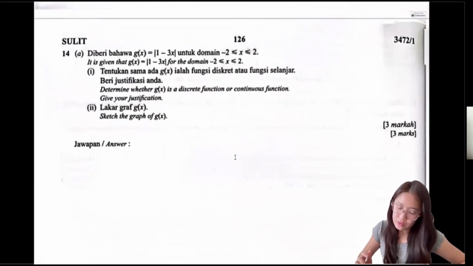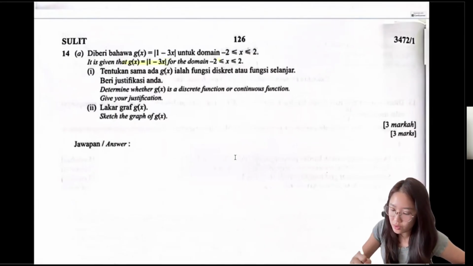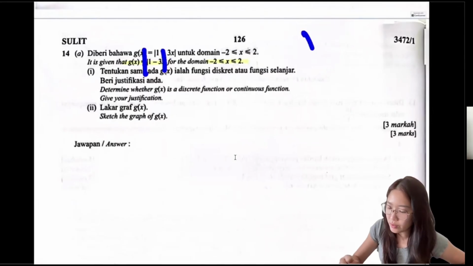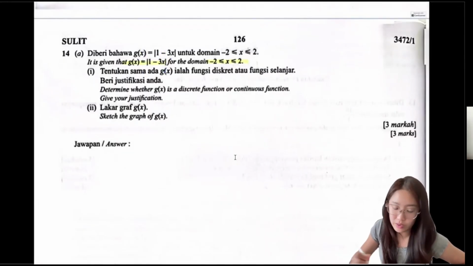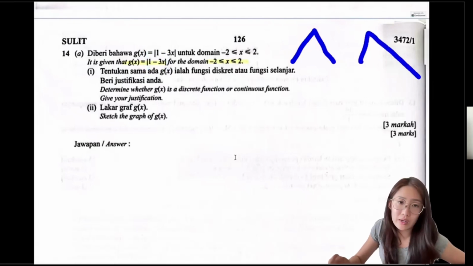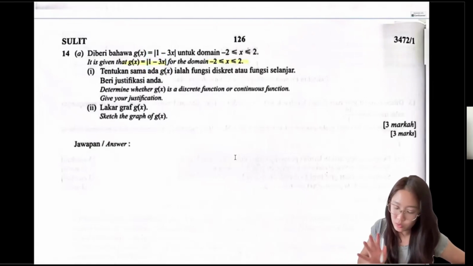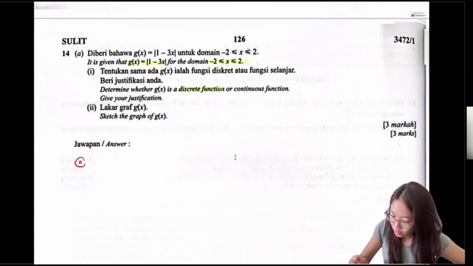This is functions. It is given that g(x) is modulus 1 minus 3x for the domain negative 2 to 2. Okay, guys, when you see modulus, your graph will be a V-shaped graph or a Nike shape. Everything positive when you have a modulus here. If you have a negative in front of the modulus, then the V shape will be upside down. Everything negative for that. This one is everything positive.